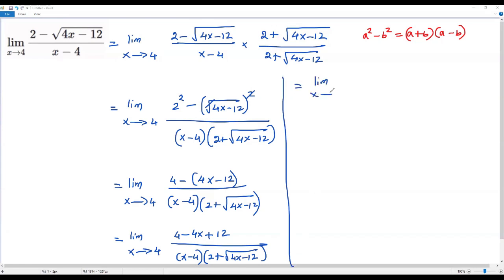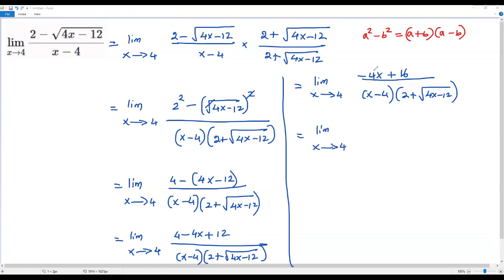The limit as x tends to 4. Here we have −4x, and we can combine 4 and positive 12, which gives positive 16 over (x − 4) times (2 + √(4x − 12)). Usually we have to get rid of this (x − 4) in the denominator, because as long as we have this factor, the denominator will become 0 when I plug in x = 4. When the denominator becomes 0, we will not get a finite value for the limit. So we should try to get rid of it, if possible. That's why we are trying to simplify this expression.